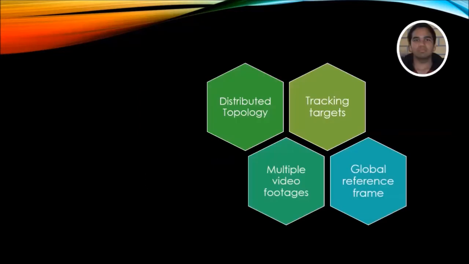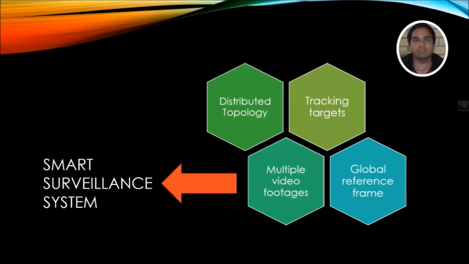Wouldn't it be great if cameras could communicate and share information with each other? Well, this can be precisely achieved by our distributed topology method, as opposed to the conventional centralized approach. More specifically, we track moving targets in single and subsequently multiple video footages on a global reference frame. Now that's a smart surveillance system.